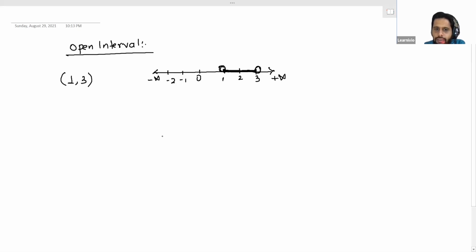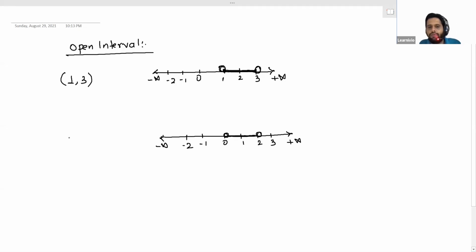Now suppose we have this number line, and this is minus infinite, this is plus infinite, this is 0, 1, 2, and 3. Let this be -1, -2. And suppose our solution is between 0 and 2, not including them. So Rishan, can you tell me in the form of interval how we can represent this? 0, 2. Very good. 0, 2, and this is an open interval. Very good. This clear to all?